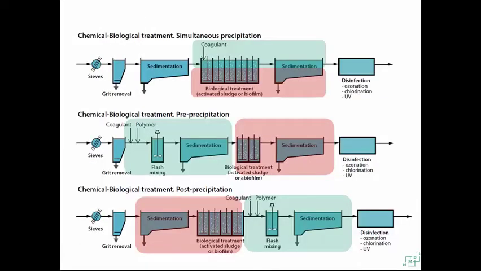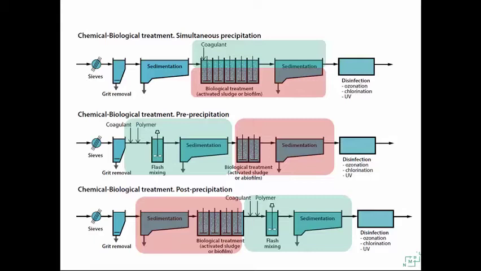In most cities, we don't have a single type of treatment. We don't have just mechanical treatment. In most cases, these are combined. So this figure shows a combination of chemical, biological, and mechanical processes. The first one is called simultaneous precipitation, which means that the green part is the chemical coagulation, and the red part is the biological part. So here the coagulant is added directly to the biological tank, the activated sludge tank, and the precipitation or coagulation and biological process take place simultaneously.